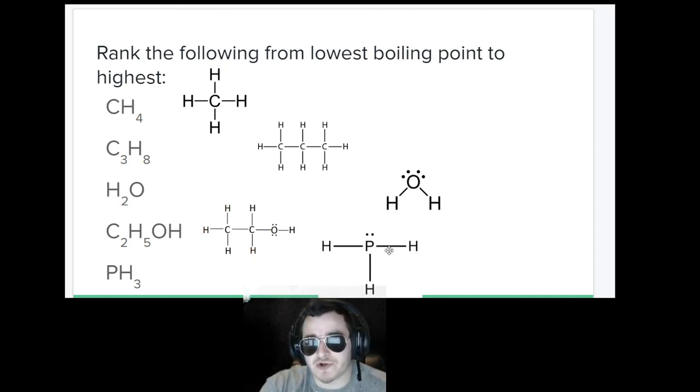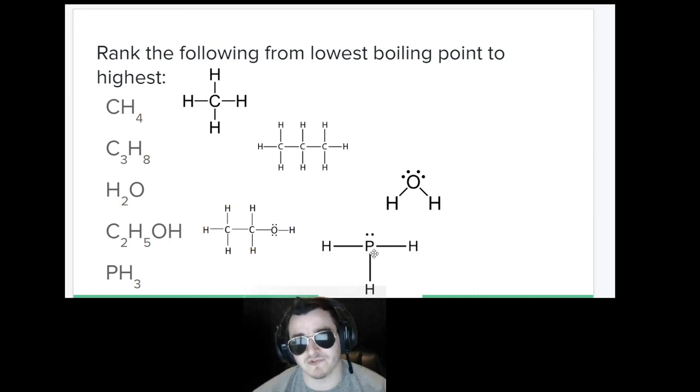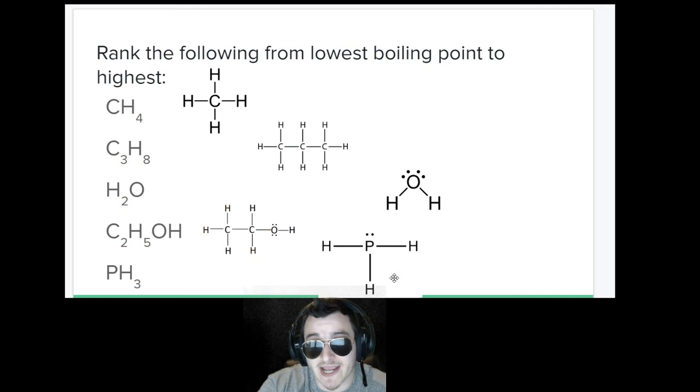Next, we look at PH3. And PH3, when we draw it out, has a trigonal pyramidal shape. It has 3 atoms attached and 1 lone pair. This lone pair means that it's polar. So it doesn't only have LDFs, it also has dip-dips. But does it have hydrogen bonding? No, because it's not attached to one of our 3 highly electronegative elements, fluorine, oxygen, or nitrogen. So this guy only has dip-dip.